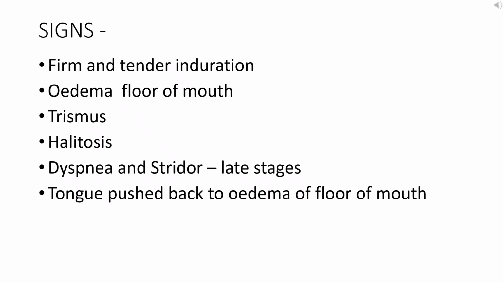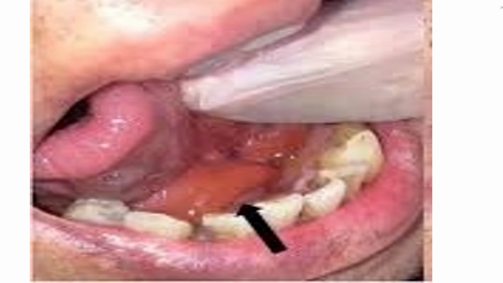So we can do aspiration or incision and drainage over that swelling. Also, patient will have trismus, that is restricted range of motion of jaw, and there will be halitosis, that is foul breath. Dyspnea and stridor may appear in the late stages. Also, the tongue will be pushed back. Why? Because there will be edema of the floor of mouth. So these are the important signs of Ludwig's angina.